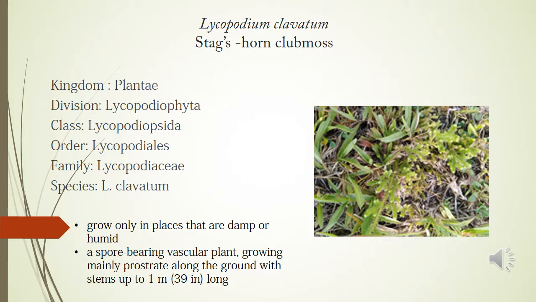The next plant that we found is stag's horn clubmoss. The kingdom is Plantae. It grows only in places that are damp or humid. A spore-bearing vascular plant, growing mainly prostrate along the ground with stems up to 1 meter long.